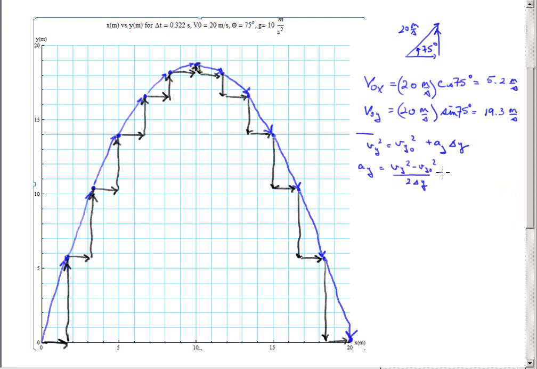And now if we go to the apex, at the apex, V sub y is 0 meters per second, squared, minus the initial y velocity. We calculated that in the previous lecture, and that is 19.3 meters per second, squared.